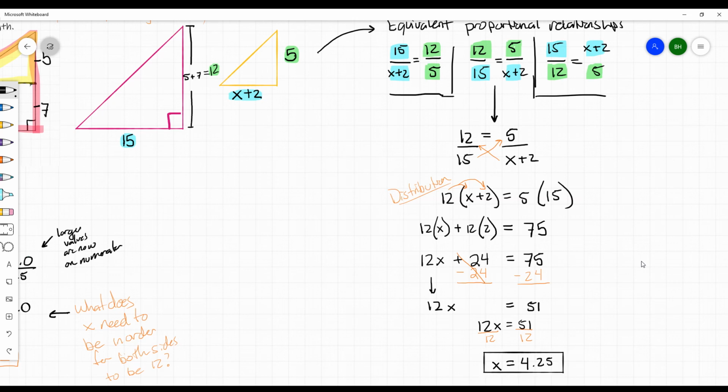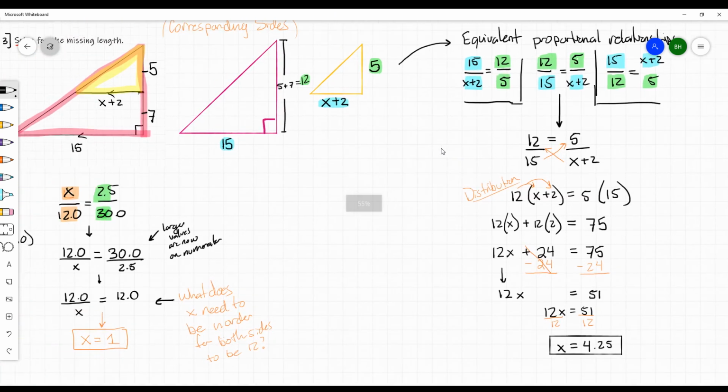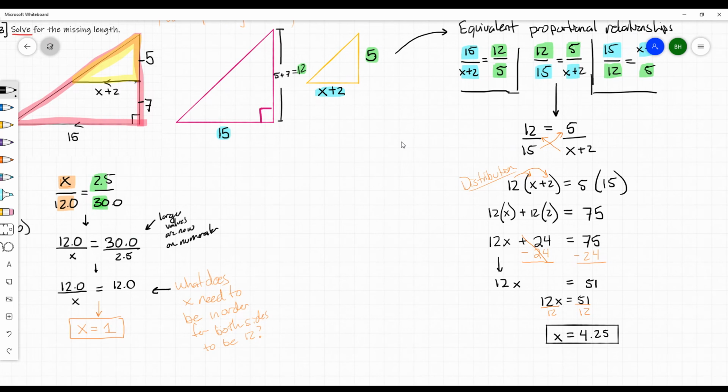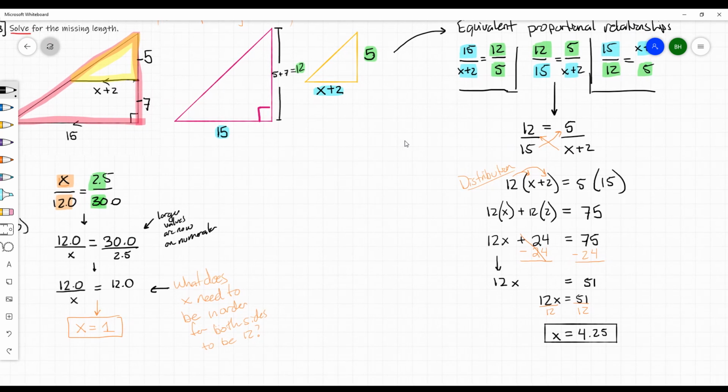Great. So in this problem for number 3, I actually asked you to solve for the missing length. The missing length, not the missing value. So we need to take this number and come back in and realize that the missing length of this side, we don't know because we don't know what x is. But now that we know what x is, the missing length is going to be this x plus 2.